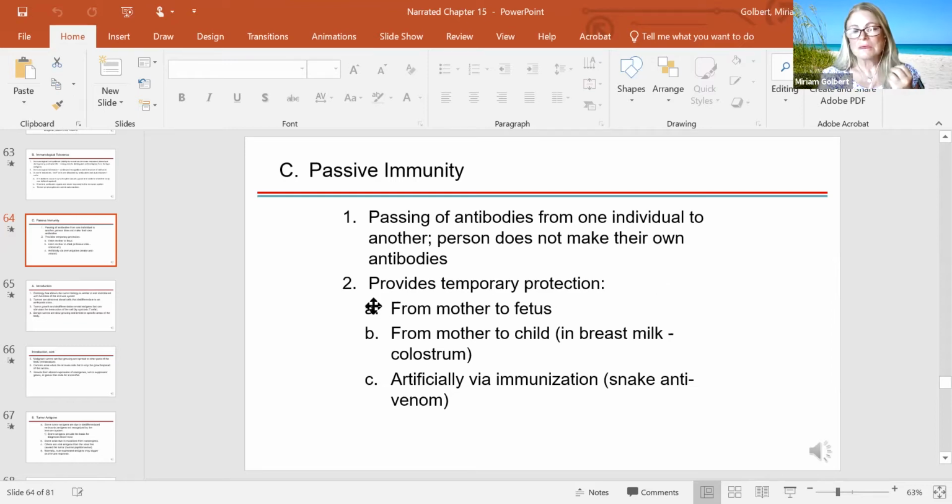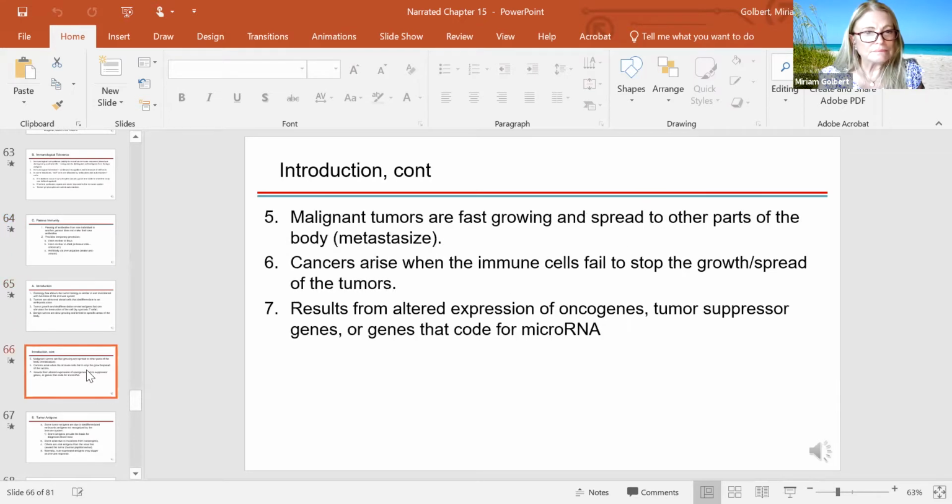Passive immunity is when you're giving the antibodies directly to a person, right? So the typical example is the placenta. We can pass antibodies to the fetus. Milk, right? Breastfeeding. You can pass antibodies that way directly to the child. Snake antivenom.